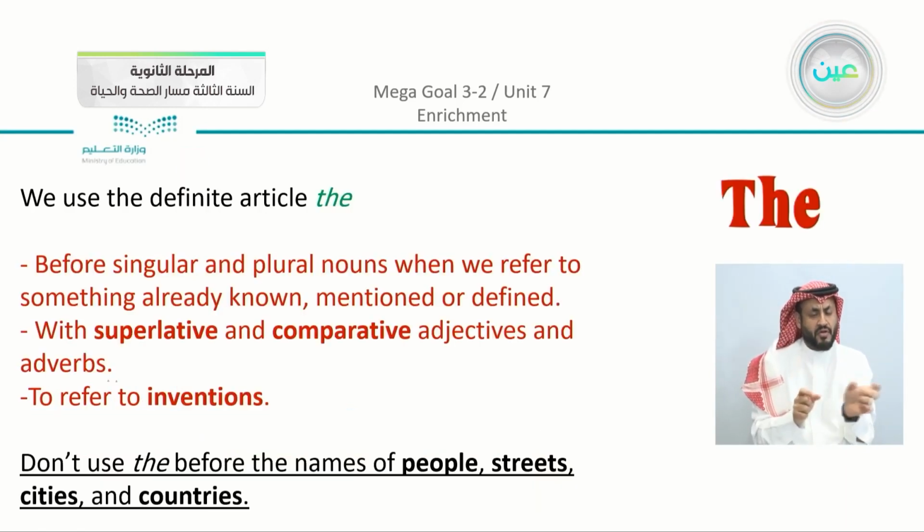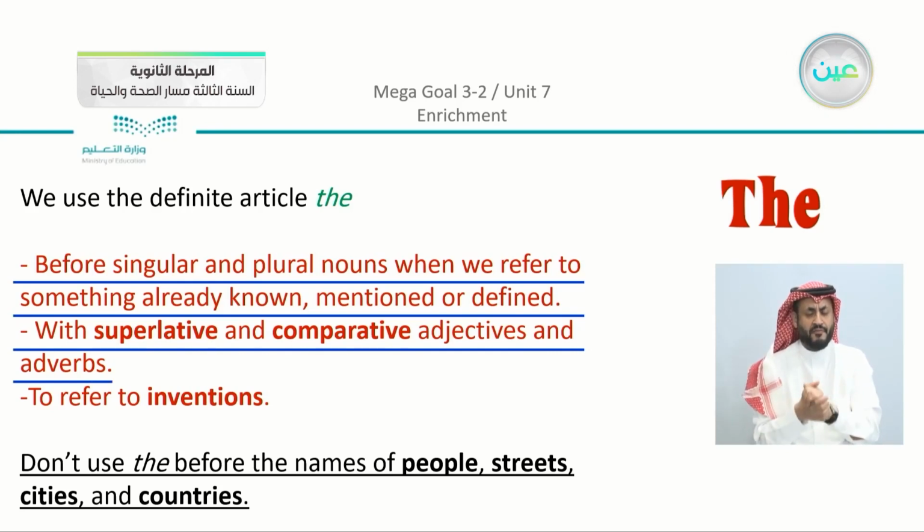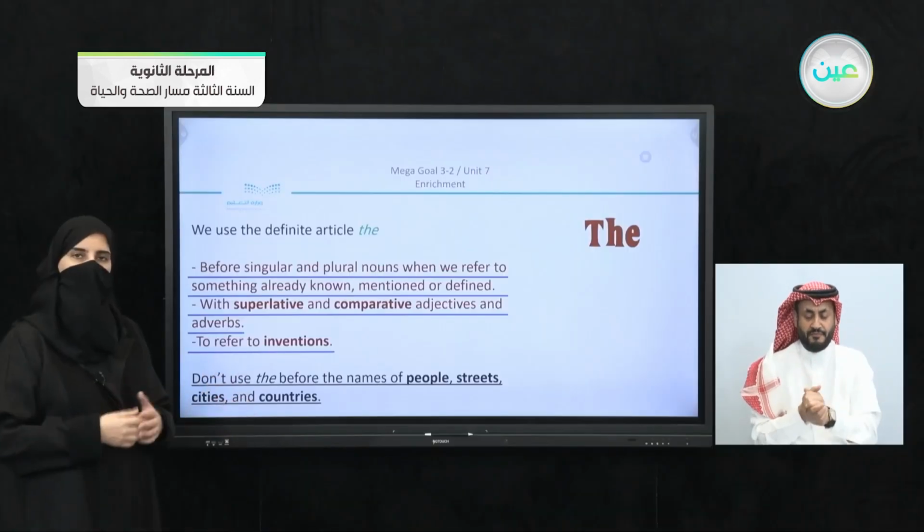On the other hand, we have the article the. Now it is used before singular and plural nouns when we refer to something already known, mentioned, or defined, with superlative and comparative adjectives and adverbs, and to refer to inventions. So this is just to refresh your memories of what we have studied within the form, meaning, and function lesson.